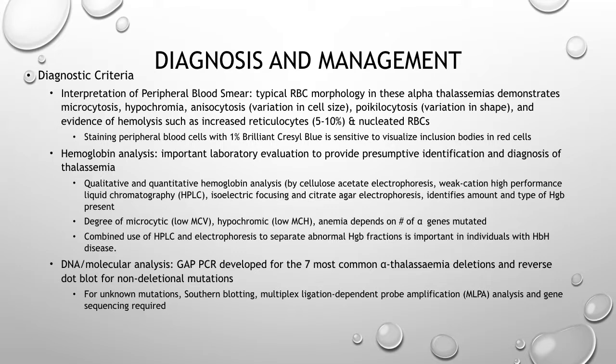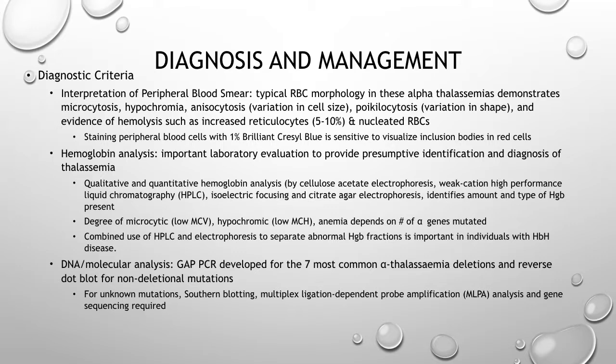The typical inclusion body cells have a golf ball-like appearance with stippling regularly distributed over a blue-stained background. More diagnostic criteria include the hemoglobin analysis, which is an important laboratory evaluation to provide presumptive identification and diagnosis of thalassemia.